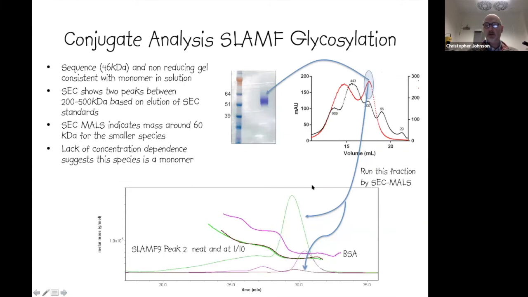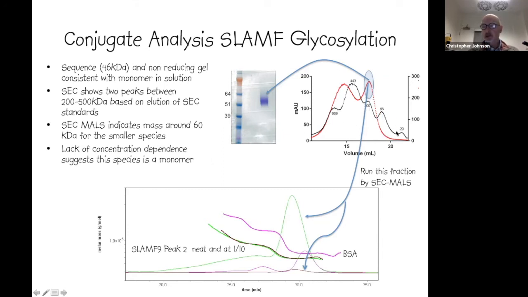So here's an example of how, when we use this method, this was looking at a protein, and it was known from the sequence that it was about a 45 kilodalton protein, and with non-reducing native gel, this was consistent with the sample being a monomer in solution. But when SEC was done, the protein was running at roughly between 200 and 500 kilodaltons based on standards being run on that column.